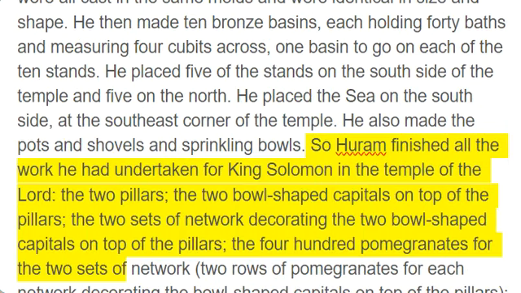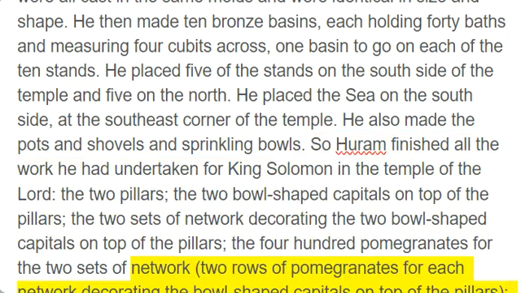So Hiram finished all the work he had undertaken for King Solomon in the temple of the Lord, the 2 pillars, the 2 bowl-shaped capitals on top of the pillars, the 2 sets of network decorating the 2 bowl-shaped capitals on top of the pillars, the 400 pomegranates for the 2 sets of network, 2 rows of pomegranates for each network decorating the bowl-shaped capitals on top of the pillars, the 10 stands with their 10 basins, the sea and the 12 bowls under it, the pots, shovels, and sprinkling bowls.